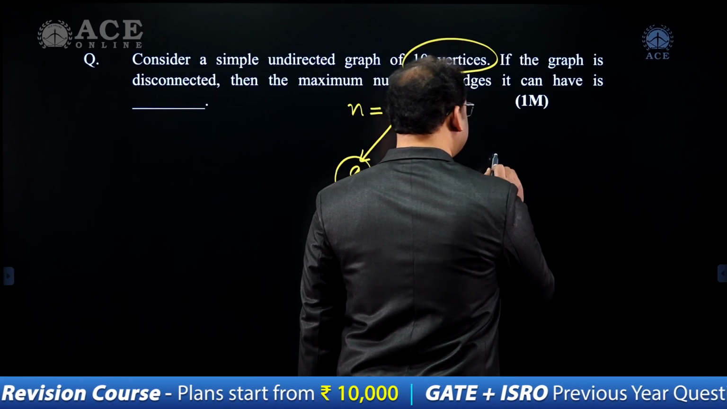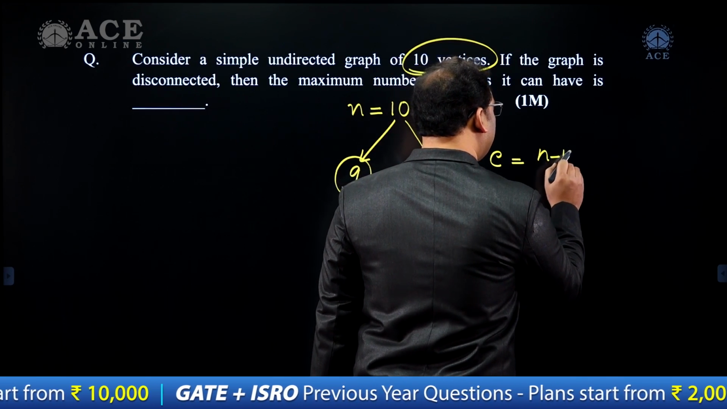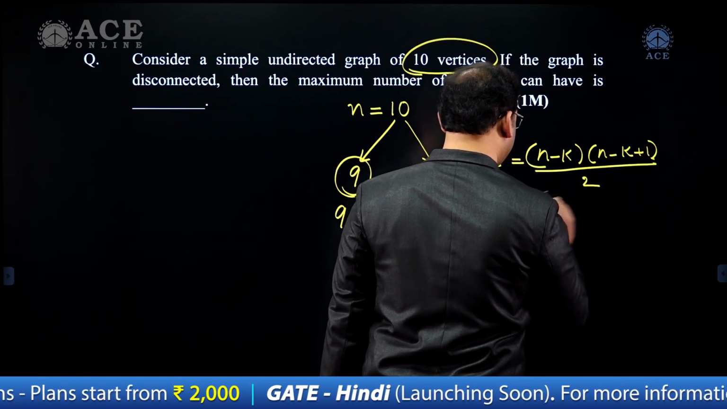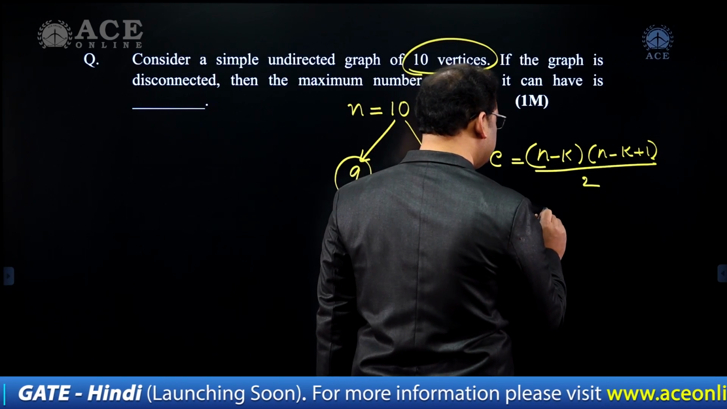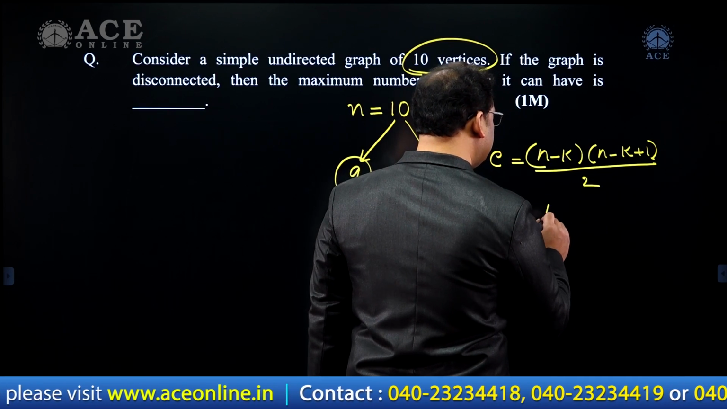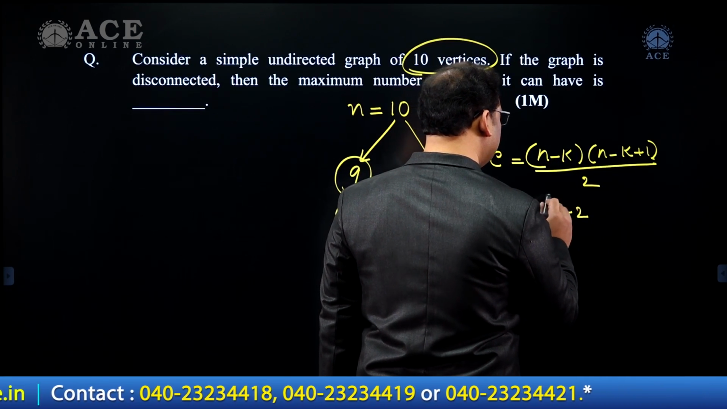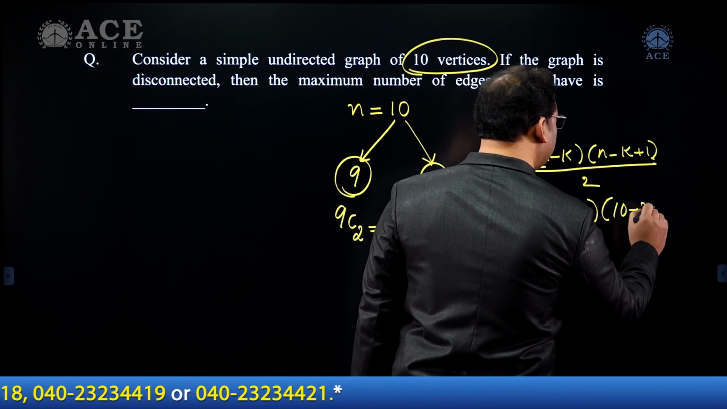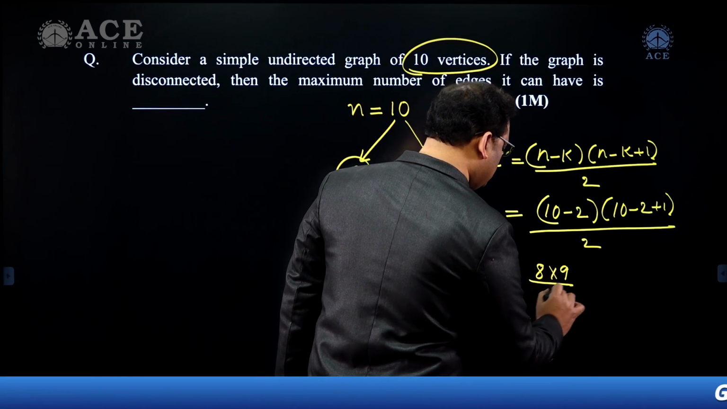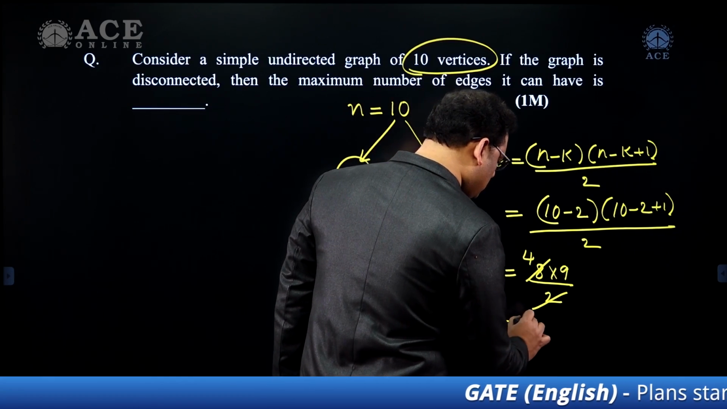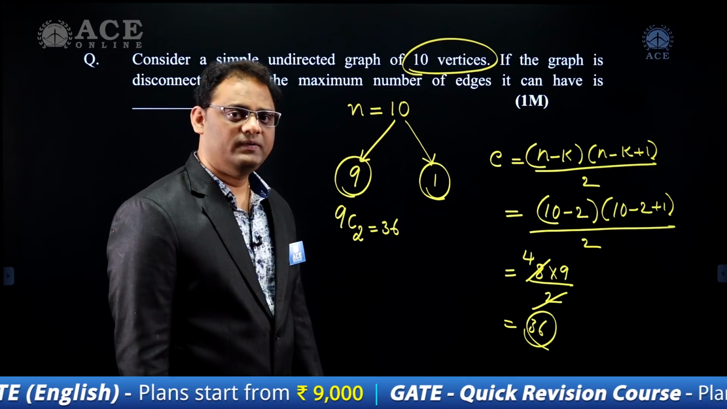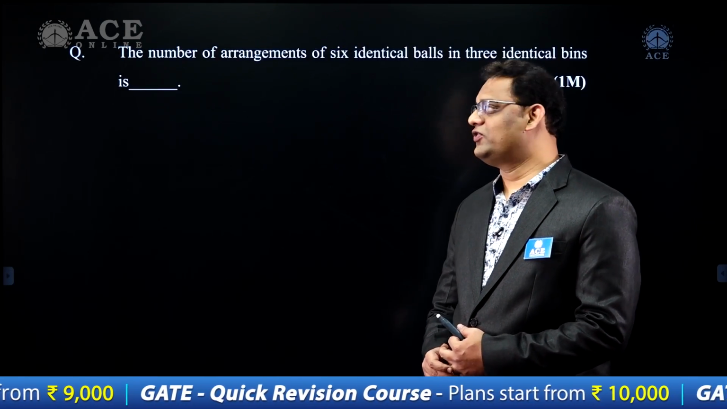The number of edges E is equal to (n minus k)(n minus k plus 1) by 2. Here n refers to the number of vertices, which I think is 10. So 10 minus components, which is 2. (10 minus 2)(10 minus 2 plus 1) by 2, and it will be 8 into 9 by 2, which is 36 maximum possible. Fine.